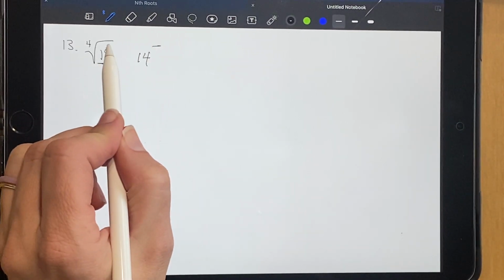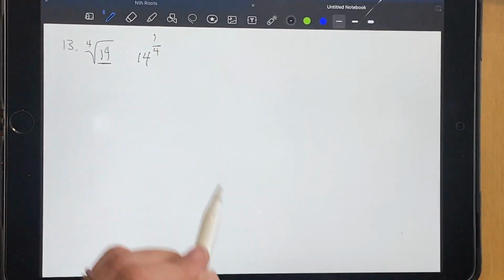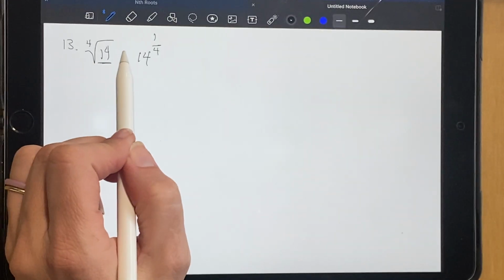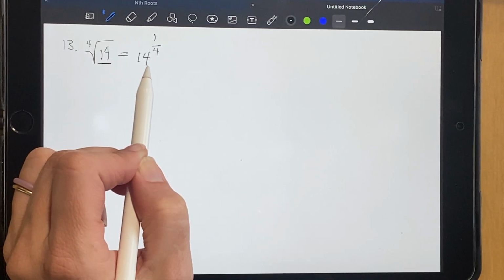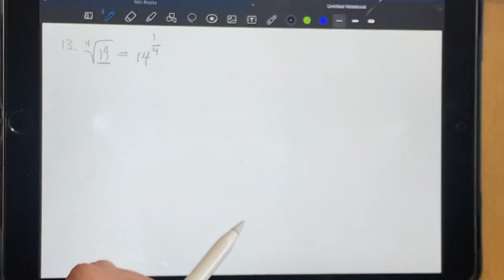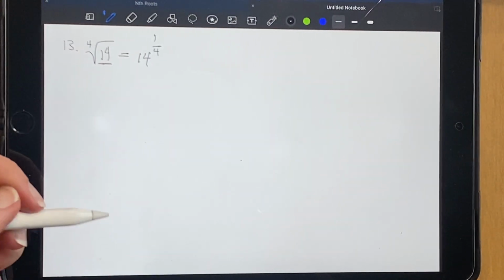And then how many do we have? We have one of them. We need 4 of them. So the fourth root of 14 can also be written as 14 to the 1/4 in that case. So in the same way, we get to go backwards.